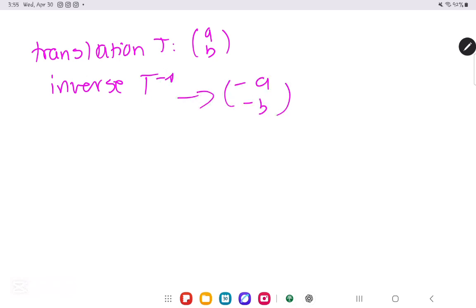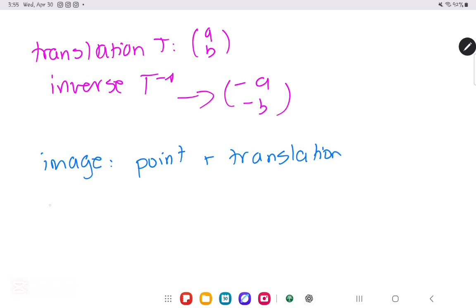T. The translation T is A, B. Okay, to find the inverse of this translation, which is T inverse, T minus 1, you just change the signs. It becomes minus A, minus B. Very important, very simple. They give you the image. In order to find the image, you're going to take the point and you're going to add it to the translation.